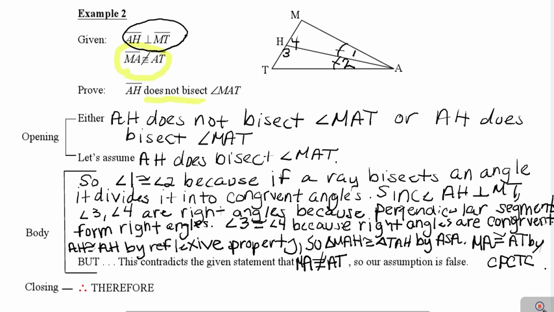So our assumption was false, therefore, since our assumption was false, the opposite of that assumption has to be true. AH does not bisect angle MAT. And that would conclude this indirect proof. So let's try one last example.